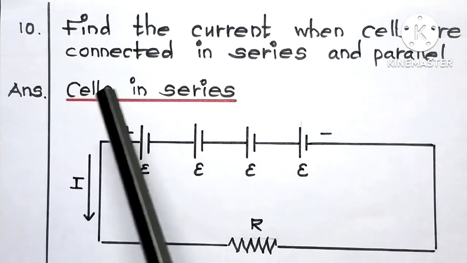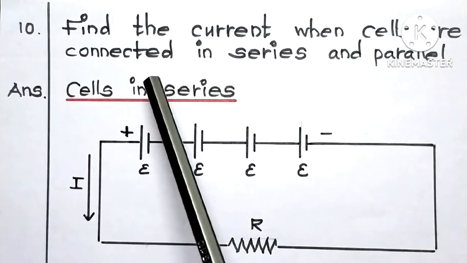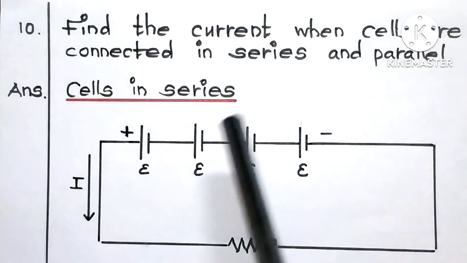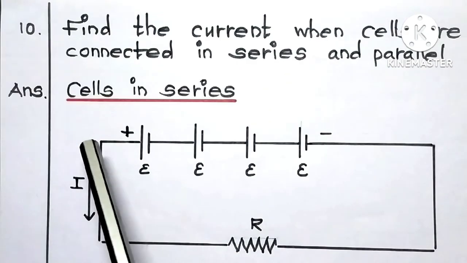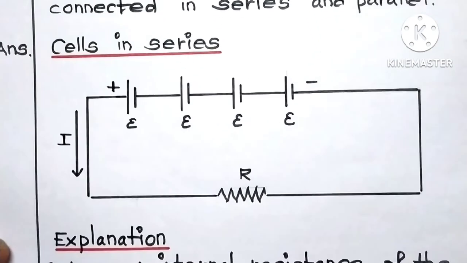So, today we are going to see the expression for current when cells are connected in series and then when they are connected in parallel. Answer. First one, cells in series. Have a closer look at this diagram.